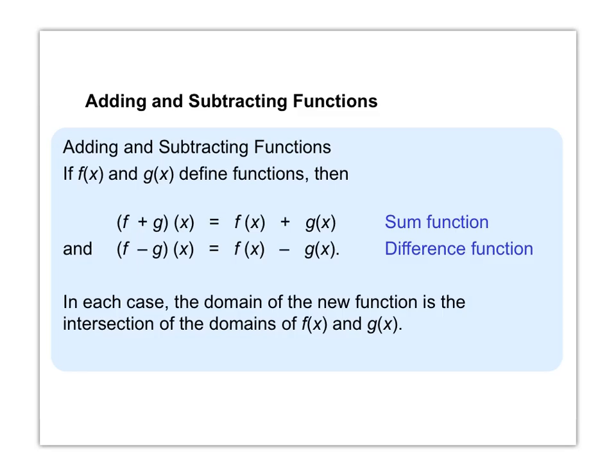We can add and subtract functions. If f of x and g of x define functions, then this notation can be used to represent f plus g of x, which is found by taking the entire f of x function and adding the entire g of x function. The f minus g of x, this notation here, is what you want to look for whenever you see f minus g in parentheses and x. That is another way of saying take the entire f of x function and subtract the entire g of x function. In each case, the domain of the new function is the intersection of the domains of f of x and g of x.